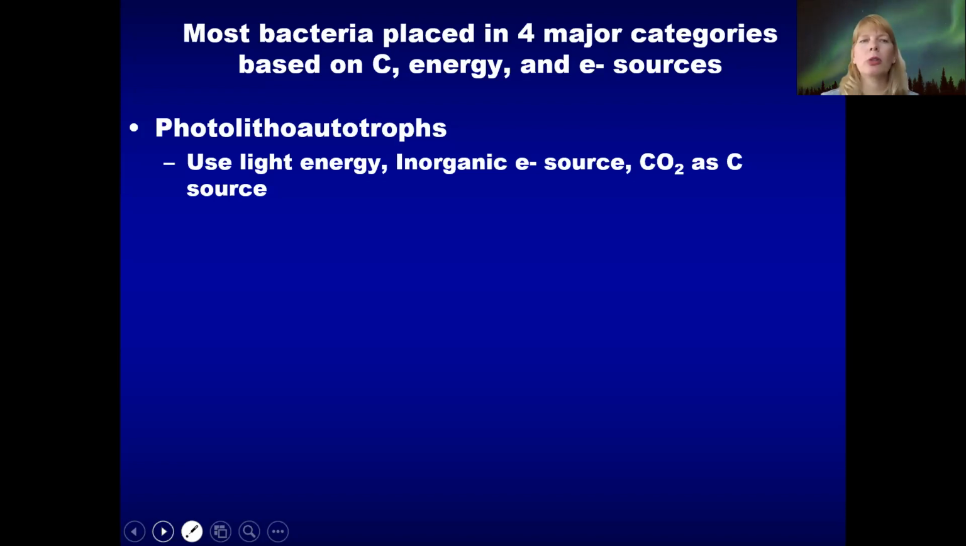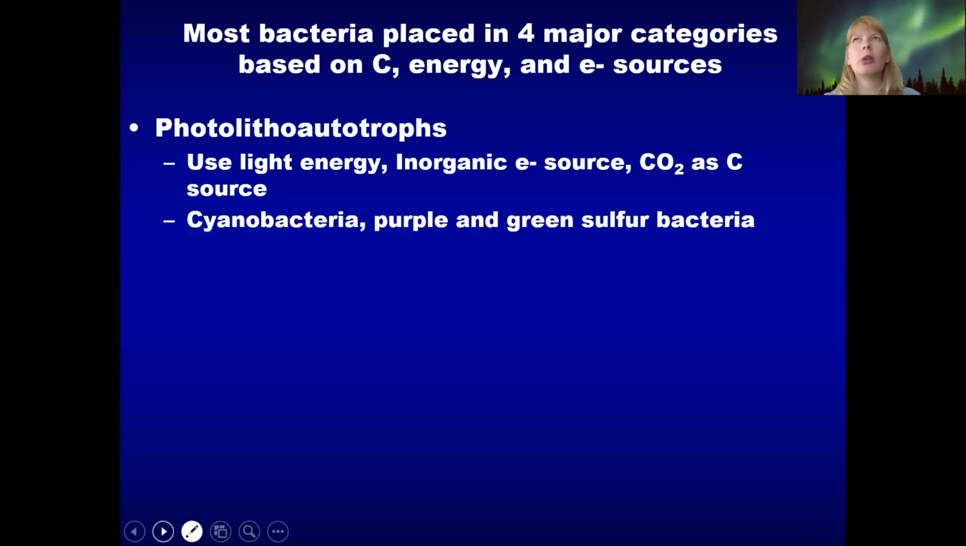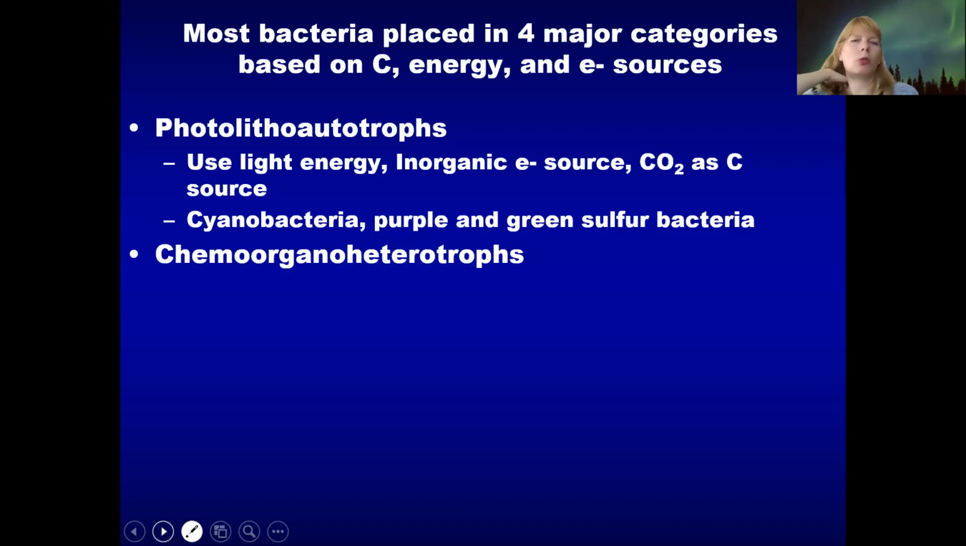So again, if you learn the previous slide in pairs, then as you see these more complicated terms, you can start picking the word apart and figure it out. You don't even really have to memorize it. So the photolithoautotrophs in the microbial world, that's the cyanobacteria and the purple and green bacteria we were just looking at. They are definitely photolithoautotrophs. Chemoorganoheterotrophs, so chemicals, they're using chemicals instead of light for their energy source.